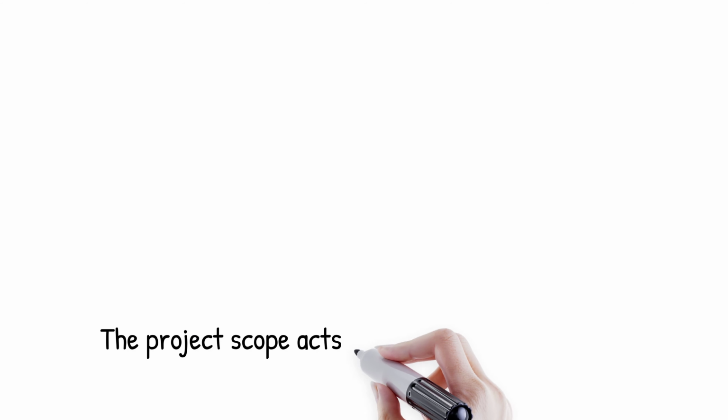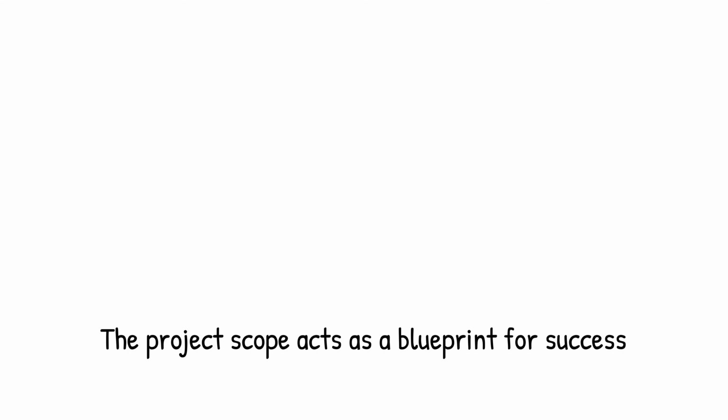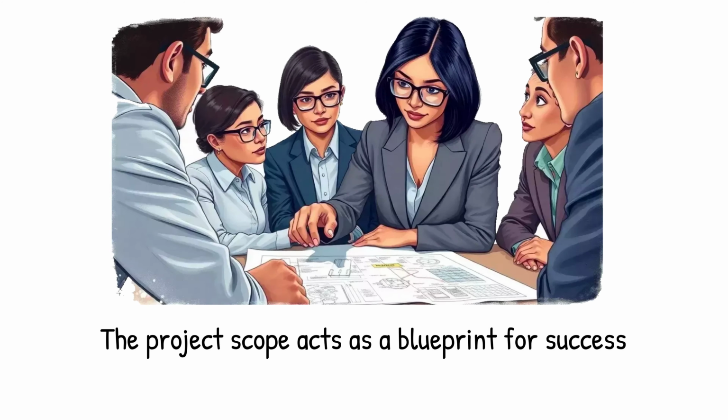First, let's talk about scope. The scope of a project outlines all the work required to complete it successfully. It's the master blueprint that ensures every team member knows their role, every task is accounted for, and the project's objectives are clear and achievable.